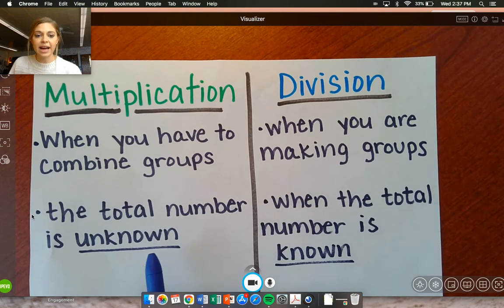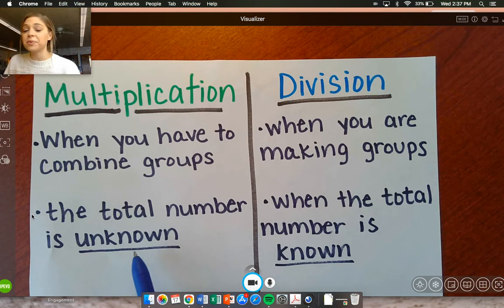You have to multiply when you have to combine groups together. So if you have two numbers, like 5 groups of 3, let's say you have 5 desks and each of them have 3 pencils on top of them, you have 5 groups of 3, okay? And that is a key reminder that you have to multiply. So 5 times 3 would be 15 pencils in all. And you also have to multiply when the total number is unknown. So when you multiply, you're trying to find the total number, okay?